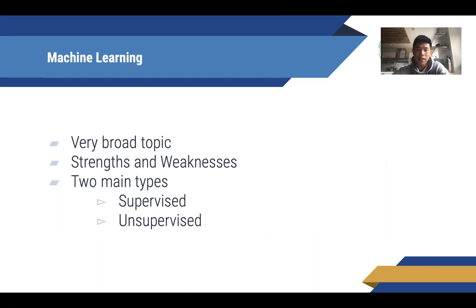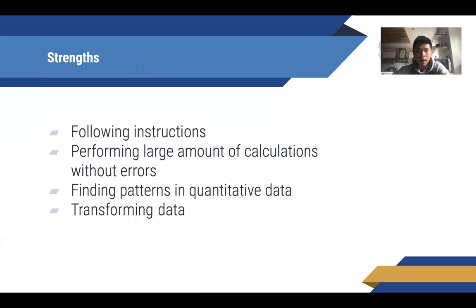Machine learning is a very broad topic. There are a lot of different branches to machine learning, and there are strengths and weaknesses of using machines. There are two main types which we'll be talking about, which are supervised and unsupervised. The strengths are that machines are very good at following instructions, performing large amounts of calculations without errors, finding patterns in quantitative data, and transforming data.